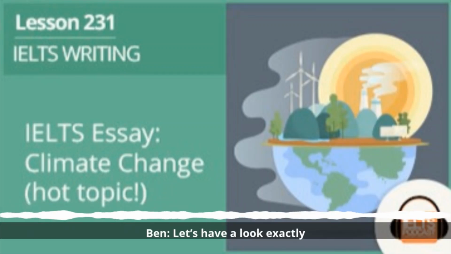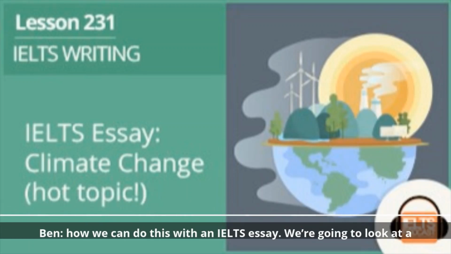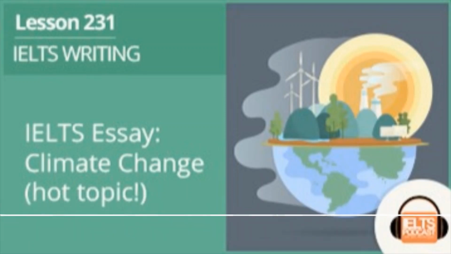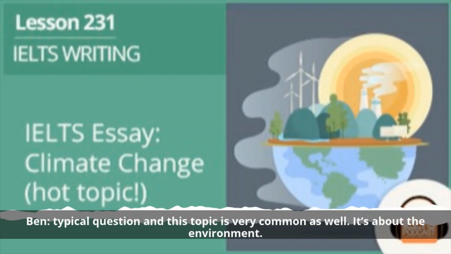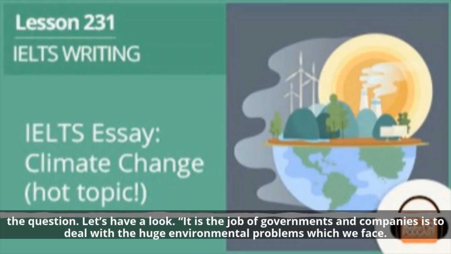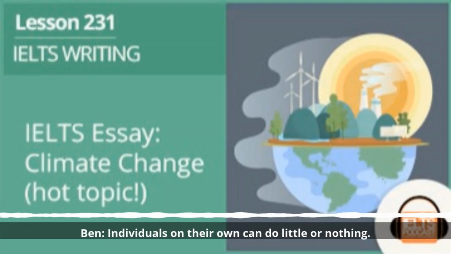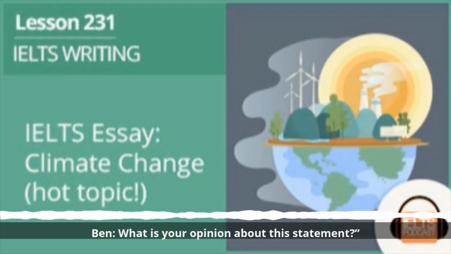Let's have a look exactly how we can do this with an IELTS essay. We're going to look at a typical question, and this topic is very common as well. It's about the environment. So before we even start focusing on the vocabulary, we need to read and understand the question. Let's have a look. It is the job of governments and companies to deal with the huge environmental problems which we face. Individuals on their own can do little or nothing. What is your opinion about this statement?